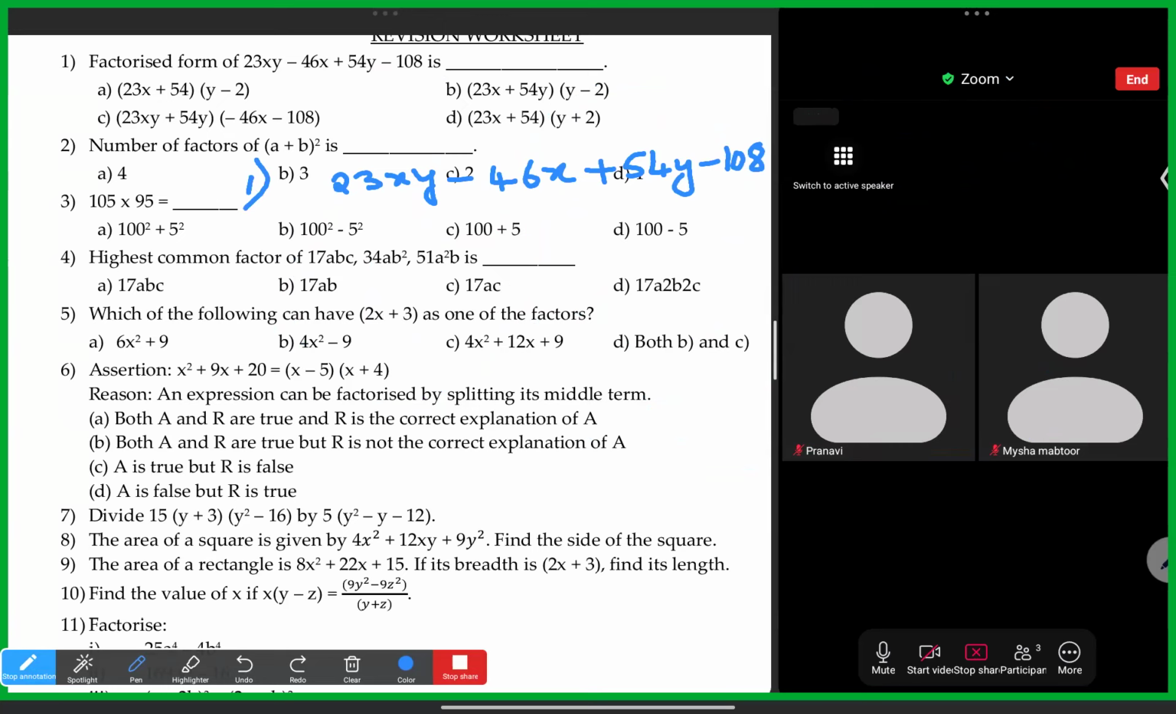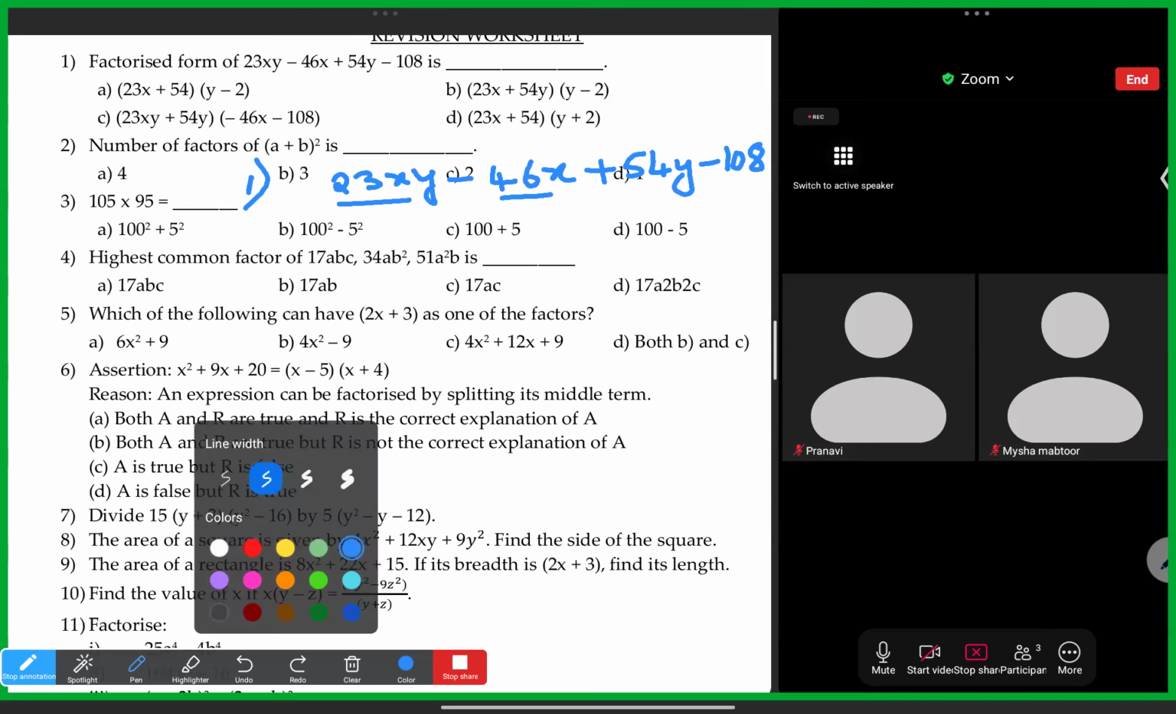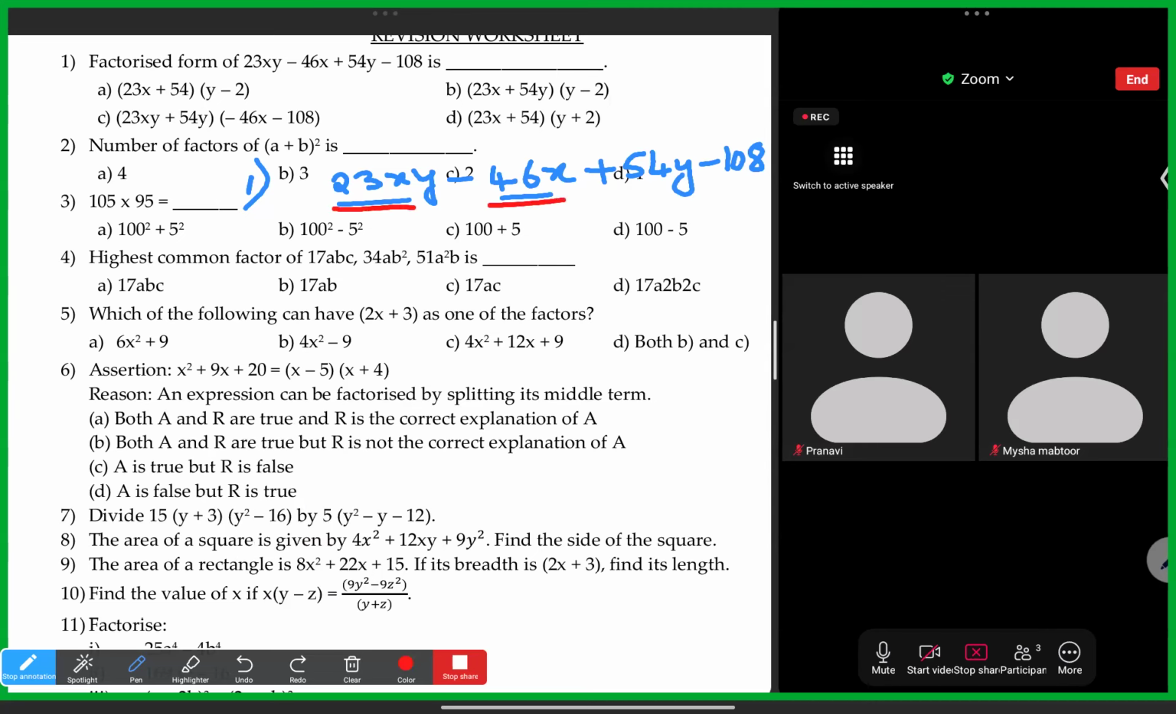If you observe, Pranavi and Maisha, we have to separate these into two groups, the first two terms and the next two. If required, rearrangement will also be there, I'll explain that. Looking at the first two terms, which number can we take common from both? 23 and 46: the common factor is 23, because 46 comes in the 23 table. And among x and x, what is common? x. So I will take 23x common.